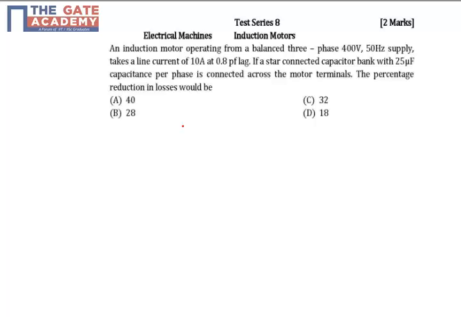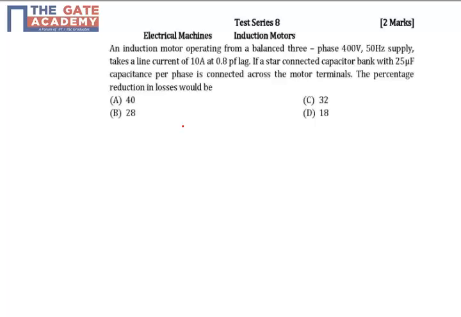For example, if you connect a capacitor bank which will be supplying the reactive power required for the induction machine, it will not take that reactive power from the outside. The current which is drawn from the outside is a combination of what we call useful and non-useful power, or we can say active power and reactive power.